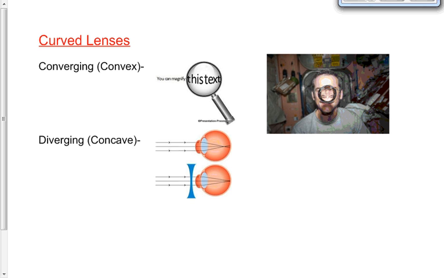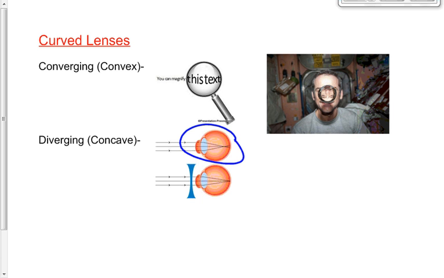A concave lens is one that's thinner in the middle than at the edges. It's not like a magnifying glass. It's like the glasses on my face right now. Most people that are young or middle-aged that wear glasses have concave lenses in front of their eyes. Diverging lenses spread out the light because the light is not refracting and converging at the right spot. This is my eye.